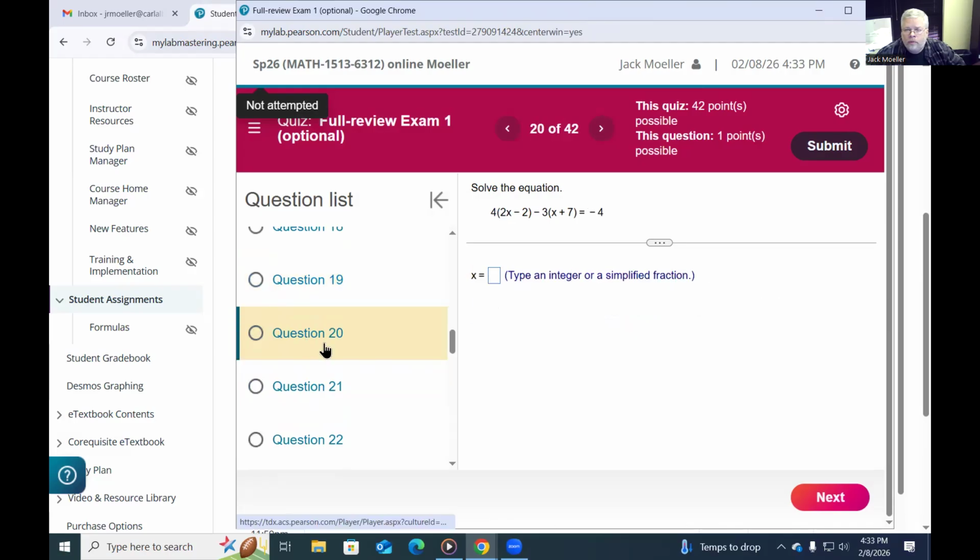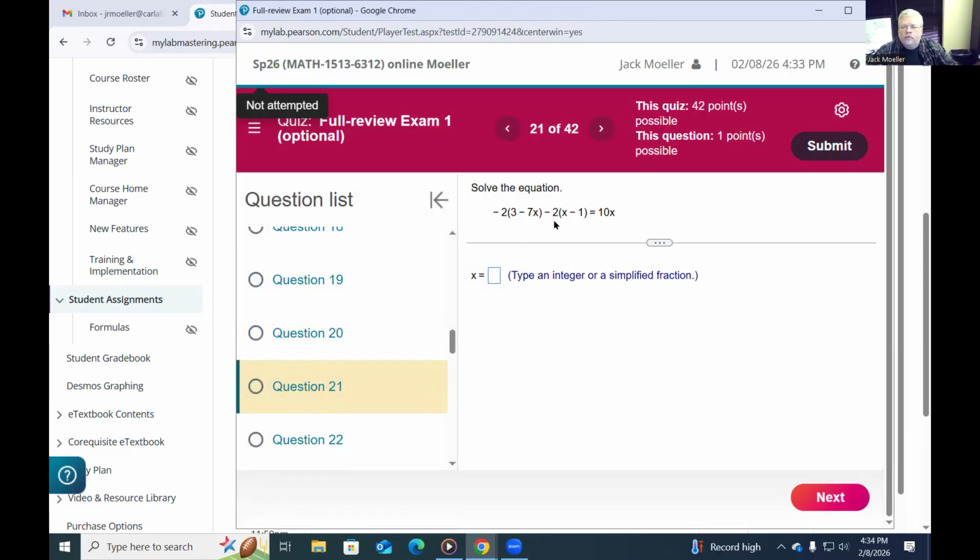So those are kind of the warm up. You're definitely going to have a question like number 20. Right? And so what are you going to do first on 20? Well, you're going to distribute the 4, you're going to distribute the -3, and then you're going to have some like terms to combine on the left-hand side. And then once you do that, then you can solve your equation. Same thing here, except now you got -2 to distribute both times, and then go from there.